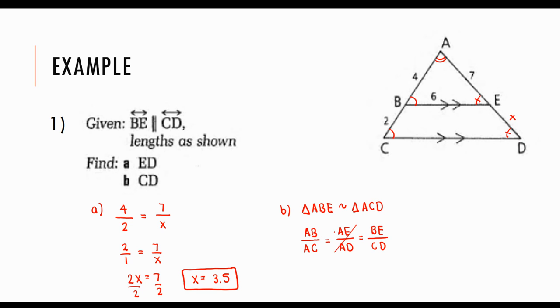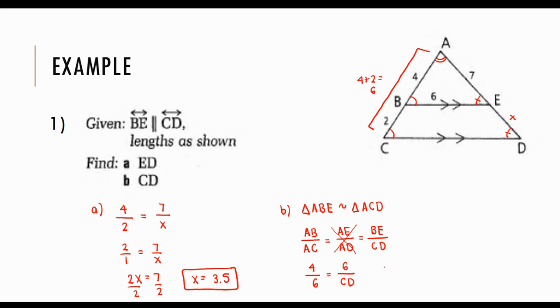So I would say let's ignore that middle proportion and let's focus on the outer proportions. So AB is going to be 4. Notice that the length of AC is actually me adding those pieces together. 4 and 2 give us a length of 6. That's going to equal BE, which is 6, over CD, which is my unknown. And now I've got my proportion and I can solve.